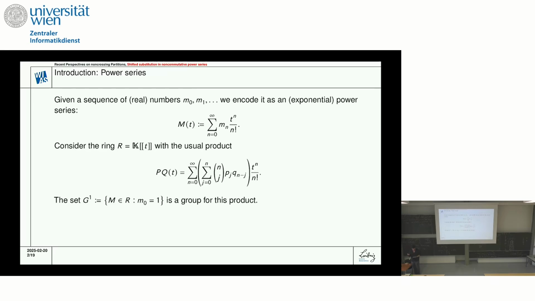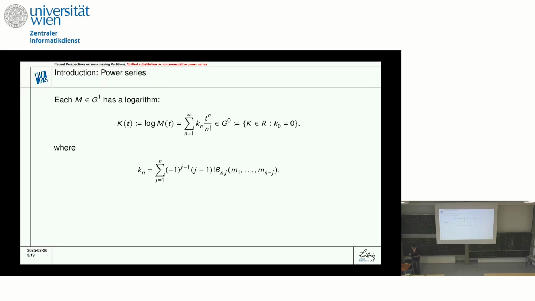And there are also some other operations that are interesting for us, for example, taking logarithms. So every element in G1 has a logarithm, which is in another set called G0, which is the set of formal power series starting with a 0. So these are formal cumulant sequences. And again, I just rewrite the logarithm as another power series with different coefficients, where k0 is equal to 0.